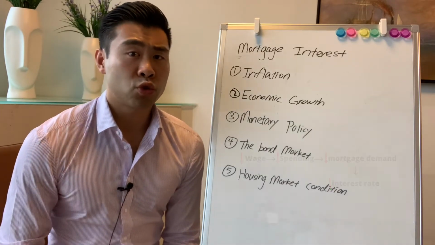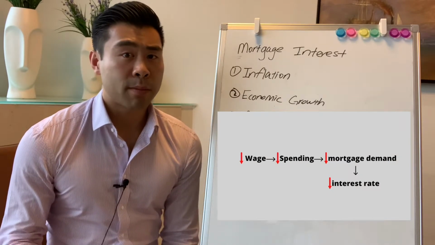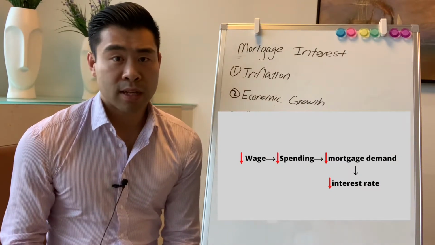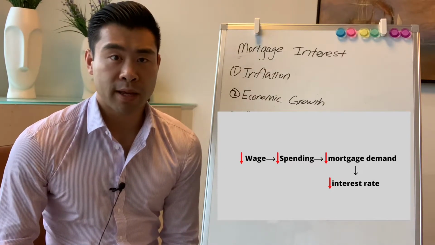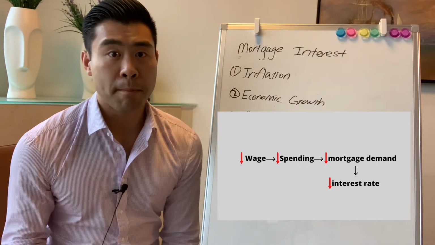Now, the opposite is also true. If the economy is slow and no one's coming to borrow money and the bank is sitting on a ton of cash, they're going to drop the interest rate to make sure that borrowing money from the bank is still attractive enough that people are willing to go there and buy a home.